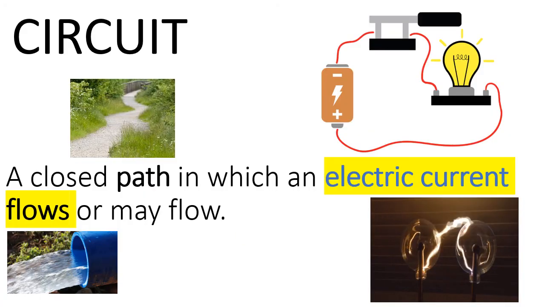So a circuit is what we build with the parts. It's a closed path in which an electric current flows or may flow. So notice the word flow, that's an action. That's like water moving. So electric current can move like water through a wire or a conductor.